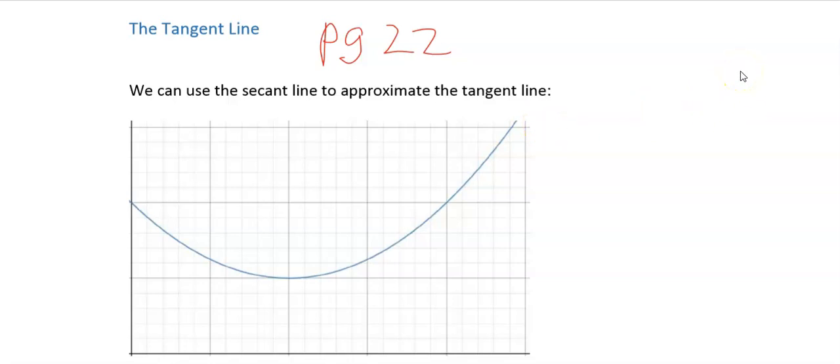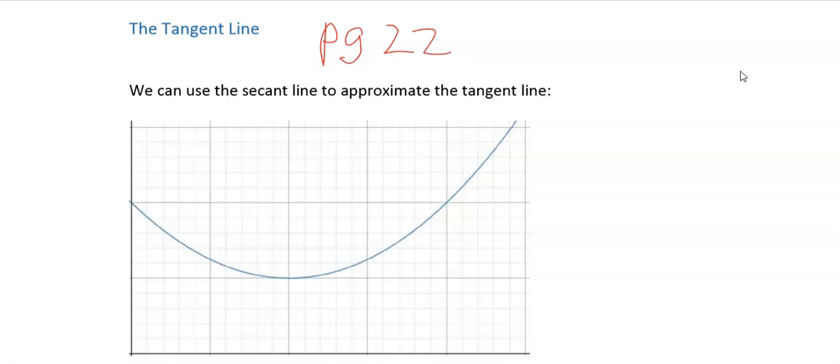This lesson begins on page 22, and I'd like to start off where we ended off with the last lesson. One of the fundamental problems in mathematics centuries ago was how do we get the slope of a tangent line to a curve? Let me just suppose here's a nice curve. This, like I say, is on page 22.